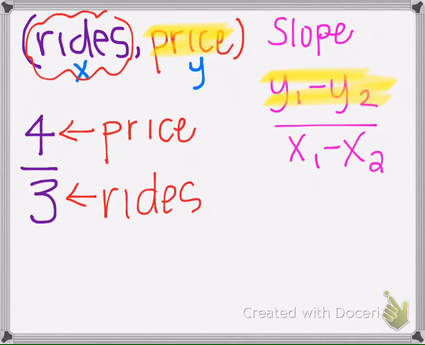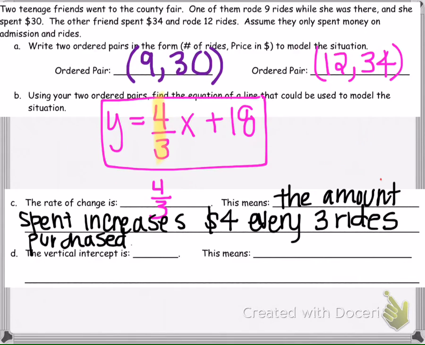So now we would explain that as $4 for every 3 rides. So the rate of change is 4/3. This means the amount spent increases by $4 every 3 rides purchased.